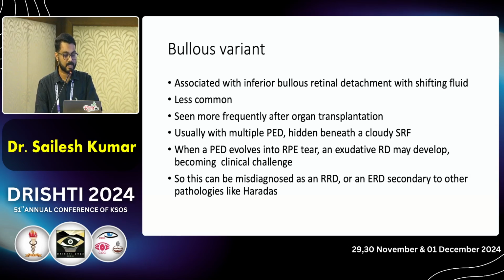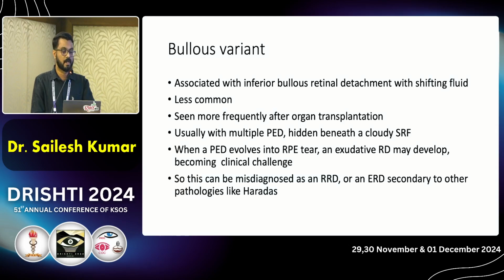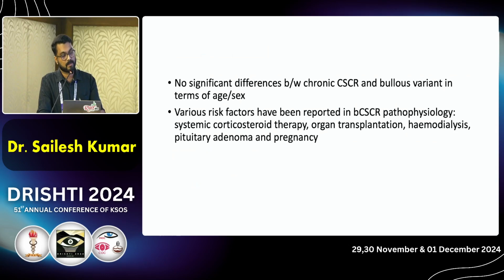So this can be misdiagnosed as a rhegmatogenous retinal detachment or an exudative retinal detachment secondary to other pathologies like Harada's. No significant differences between chronic CSCR and bullous variant in terms of age or sex. Various risk factors have been reported in bullous CSCR pathophysiology, including systemic corticosteroid therapy, organ transplantation, hemodialysis, pituitary adenoma, and pregnancy. This can appear as exudative RD, so people may start corticosteroids, which may even make the condition worse.